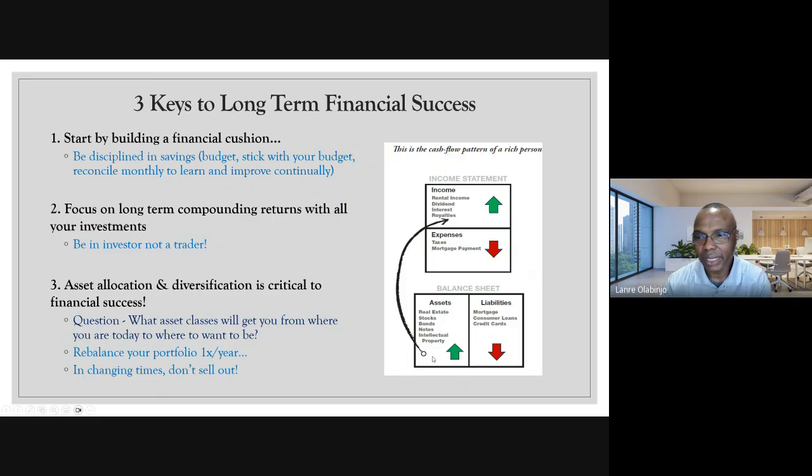Remember, as I've explained at the last class, your goal is to turn assets into income.